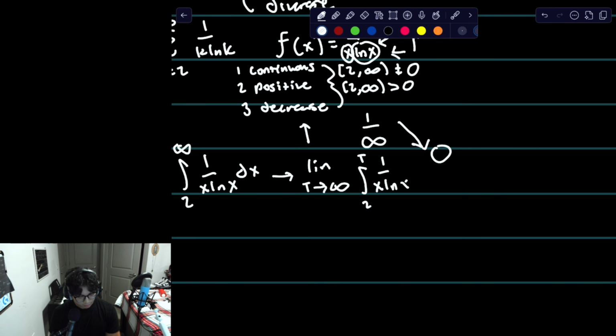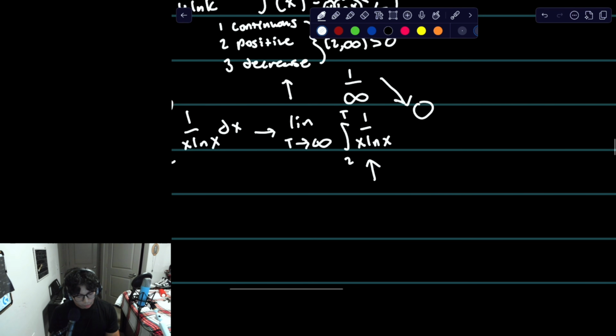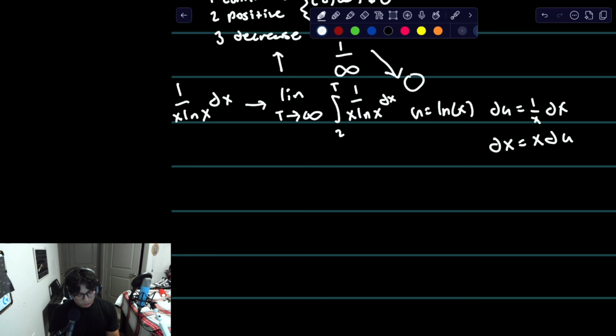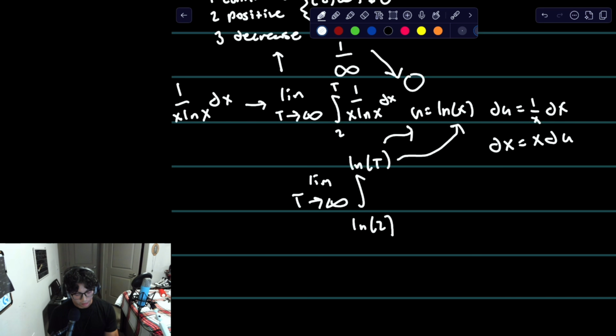Now when solving for this integral, it's not too complex. It's just a u substitution where u equals ln of x and du equals 1 over x dx, which, if you multiply both sides by x, gives dx equals x du. Assuming you know how to do a u substitution, you get the limit as t approaches infinity of the integral bounded by ln 2 to ln t. And the reason our bounds are different is, again, we performed a u substitution, so make sure you plug our values into the u, of 1 over u du.